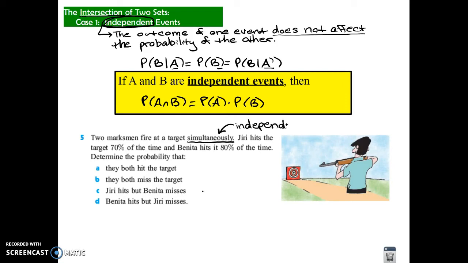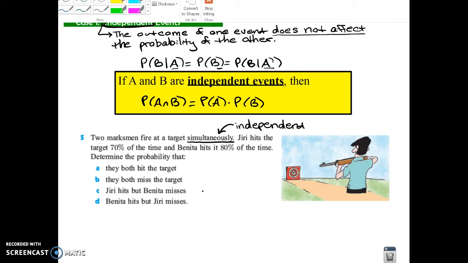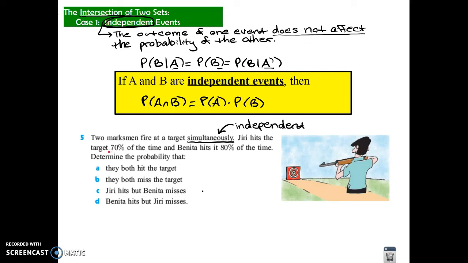They give us probabilities for each person hitting the target. And so let's just kind of define some variables here. Let's say that if Jiri hits 70% of the time, then this right here would be P of J, although of course we'll write it as 0.7.